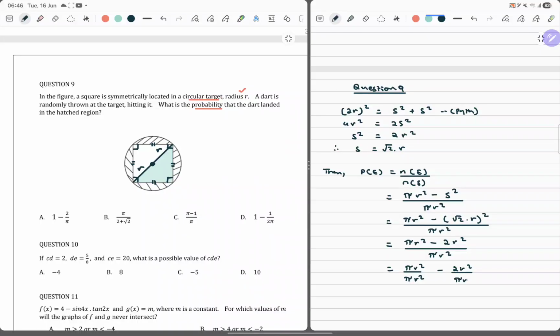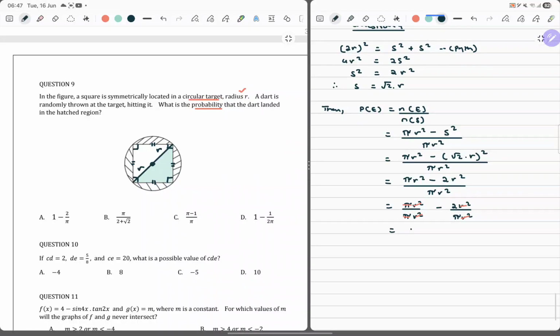So please guys, don't flinch when it comes to these very basic issues. We can see r squared takes r squared, pi takes pi. Here r squared takes r squared. So we end up with just 1 minus 2 over pi. Now we see that our option A here is our friend.